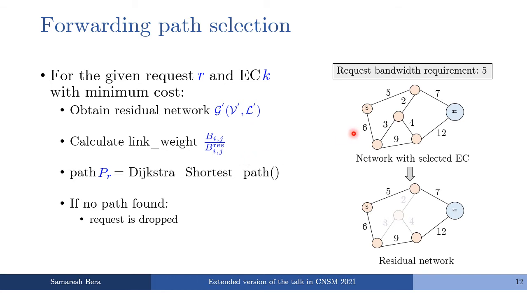So if we look at the example here, let us say we have a request bandwidth requirement of 5 and the network with residual bandwidth. So the links that do not meet the bandwidth required by the request are pruned, and then in the residual network we apply Dijkstra's shortest path algorithm to determine the forwarding path from the source to the selected edge cloud.